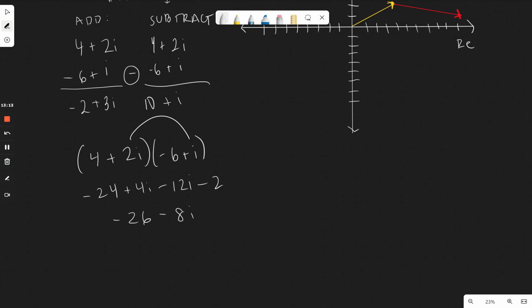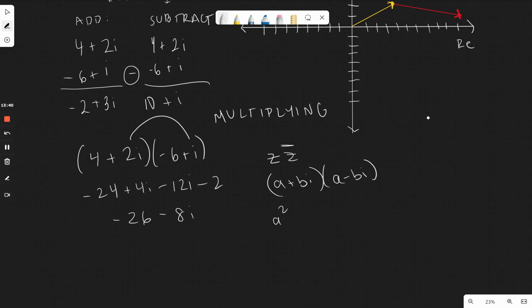And one other thing is that let's look at what a complex number times its complex conjugate would be, and let's do this in general form. So a plus bi times a minus bi, multiplying. So this will give us a squared, right? And then a minus bi, so minus abi. And then we add bi times a, so plus abi.